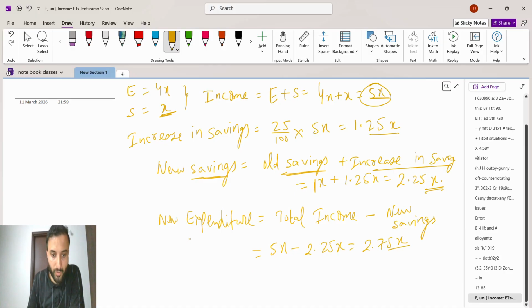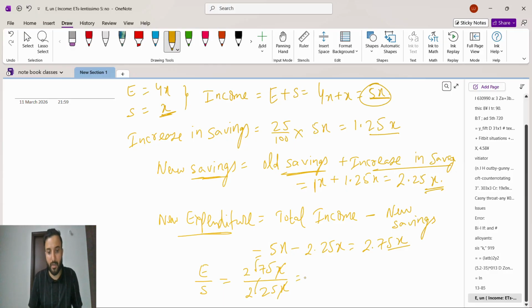The ratio of new expenditure by new saving. The new expenditure is 2.75x divided by new saving, which is 2.25x. X will get cancelled. This point will get eliminated. We have 275 divided by 225.